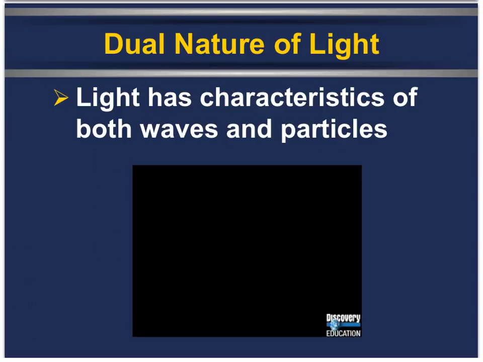When we discuss light, we say that light has a dual nature. We say it has a dual nature because light can be described as a wave, but it also can be described as a particle. So over the next few slides, we're going to discuss this.